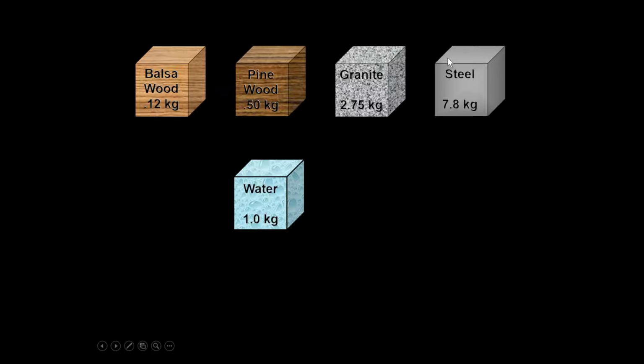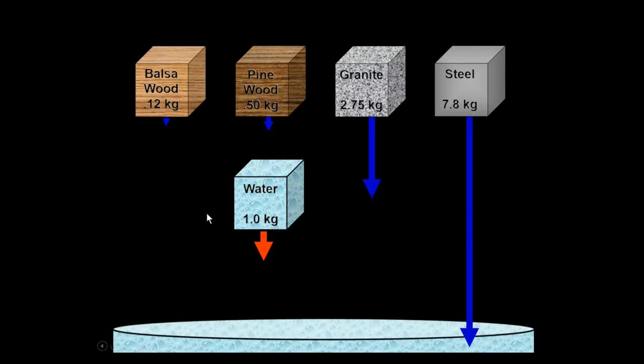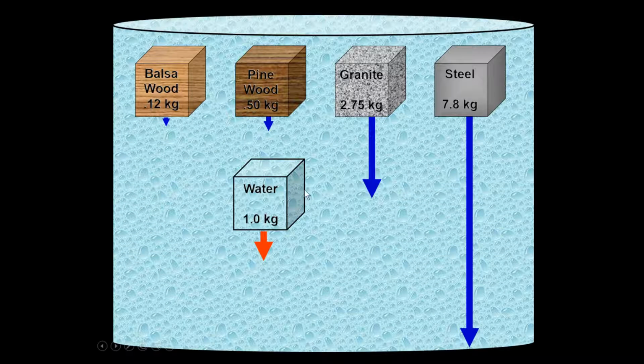If all of these were 1 liter, 10 centimeters by 10 centimeters by 10 centimeters, if it was made out of balsa wood, it would only have a mass of 0.12 kilograms. Pine, 0.5, granite, 2.75, steel, 7.8 kilograms, and we know that water has a mass of 1 kilogram per liter. So gravity is pulling down on this with a lot of force, and then the balsa wood doesn't weigh very much, so there's very little force. But if I submerged all of those, submerged completely under the water, this much balsa wood is going to displace this much water, and same for all those.